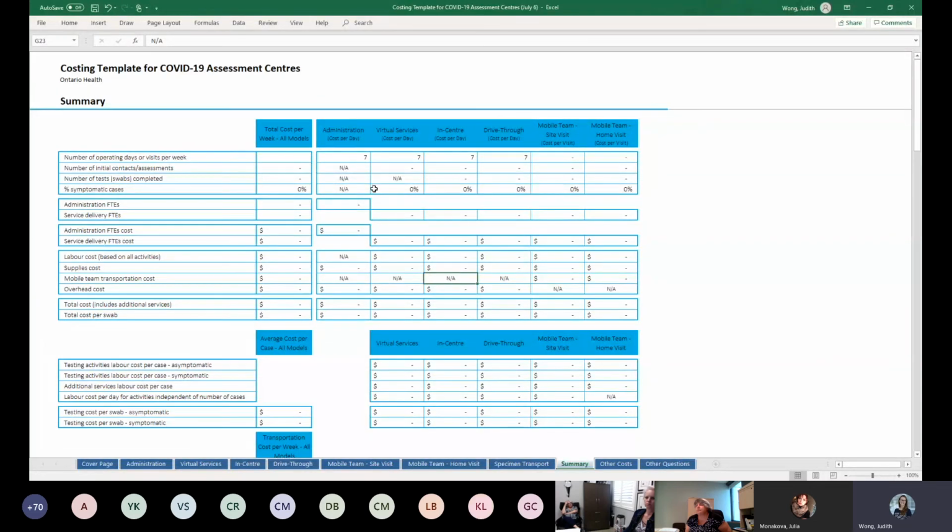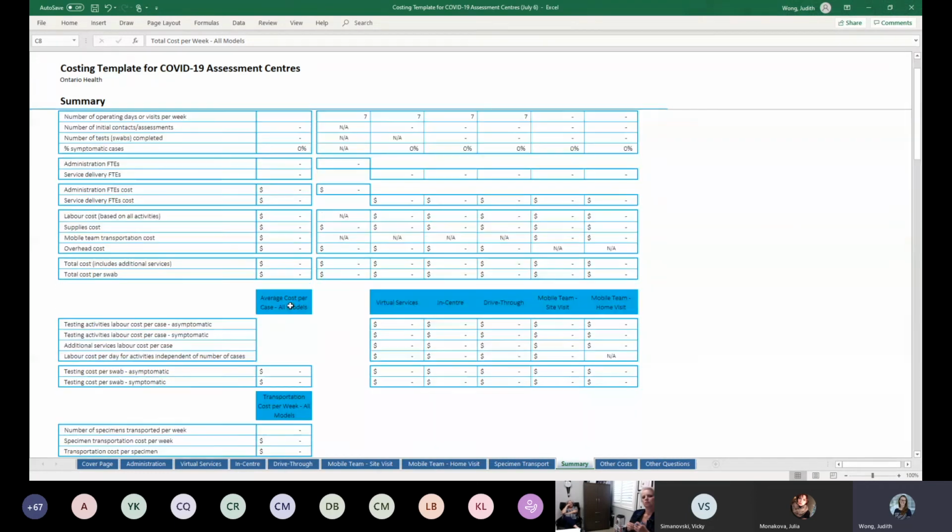This tab is tricky to interpret because the total cost is per week, whereas the other costs are either per day or per visit. So recognize that your per week cost is going to be significantly higher because, for example, your per day cost is going to be multiplied by 7 days a week if you operate 7 days a week. Your site visit cost will be multiplied by however many site visits you do. So all of these things are going to be summed and multiplied to give you your total costs.